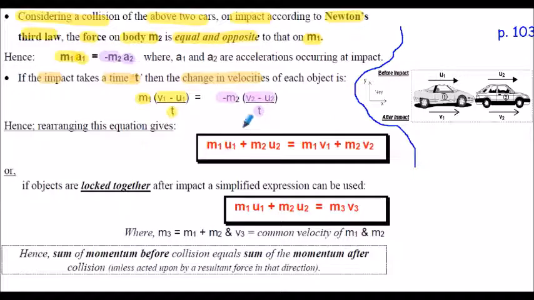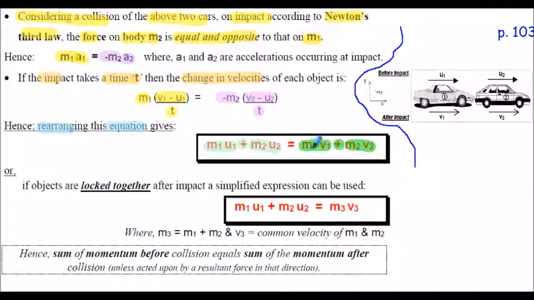We can clearly see that the t's cancel on both sides of the equation, and rearranging the equation, we can form the expression of m1 multiplied by u1 added to m2 multiplied by u2 is equal to m1 multiplied by v1 added to m2 multiplied by v2. In other words, this equation states that the momentum of the two bodies before impact must equal the momentum of the two bodies after impact.